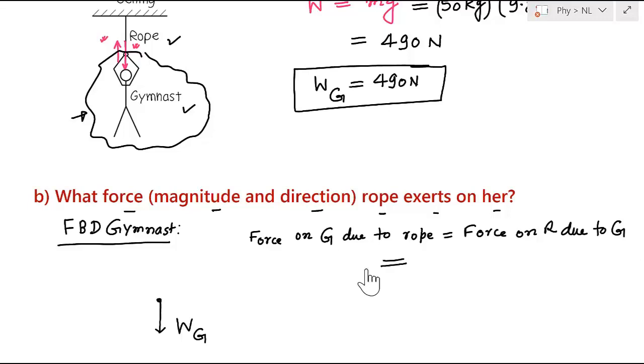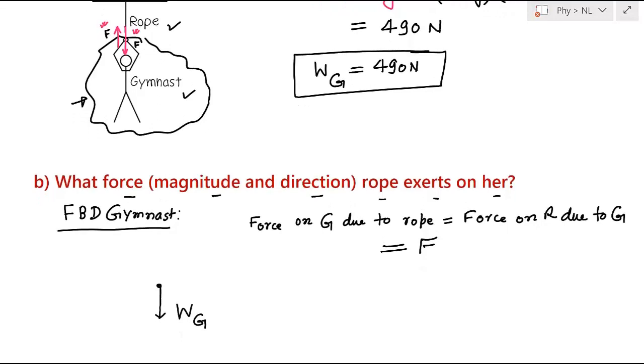I can assume these two forces are equal and the magnitude of each is F. So the force on the gymnast due to the rope is equal to the force on the rope due to the gymnast, which is equal to F. Now these two forces are nothing but F. I can show this in the free body diagram. On the gymnast there is a force acting due to the rope in the upward direction, and this force is F.